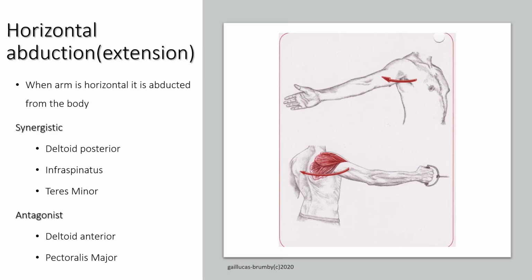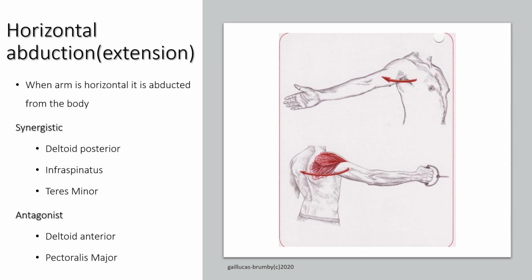Horizontal abduction is also known as extension, and it's the opposite of the adduction. So the arm is in a horizontal position out to the side, and with extension we need to bring the arm away from the body. So we're bringing it back behind us in a straight arm so that it's abducted away from the body.